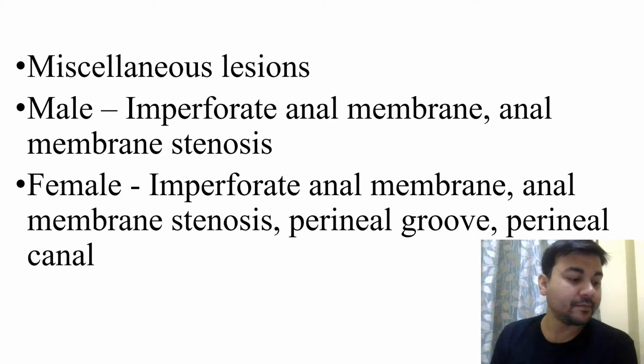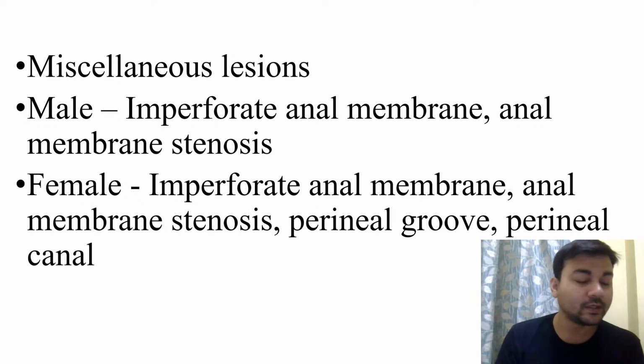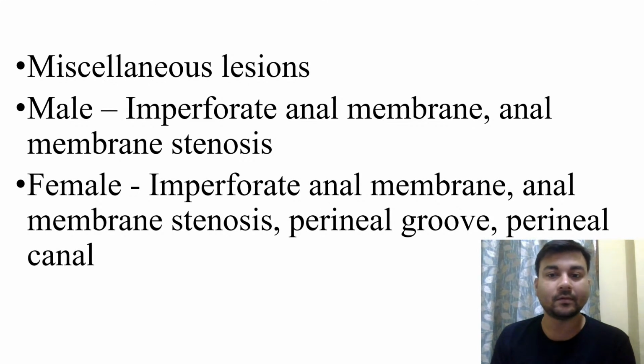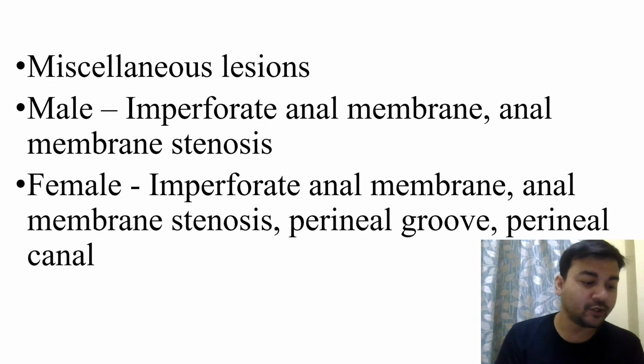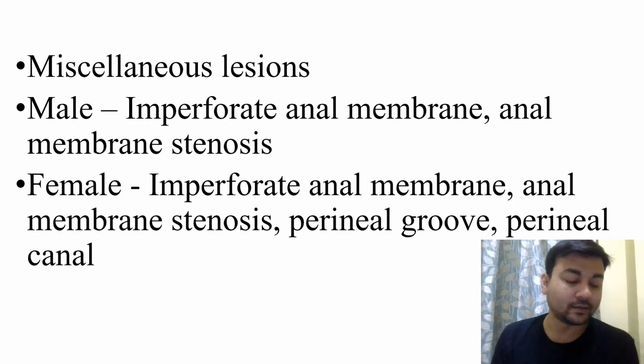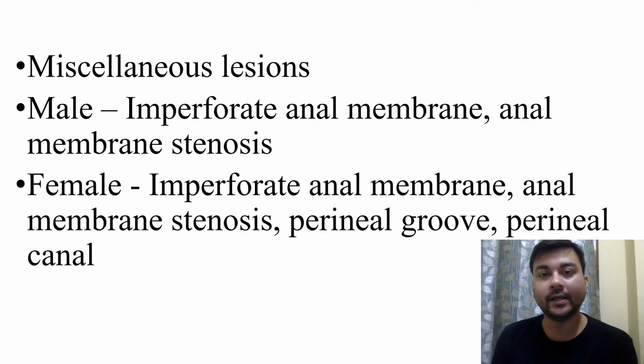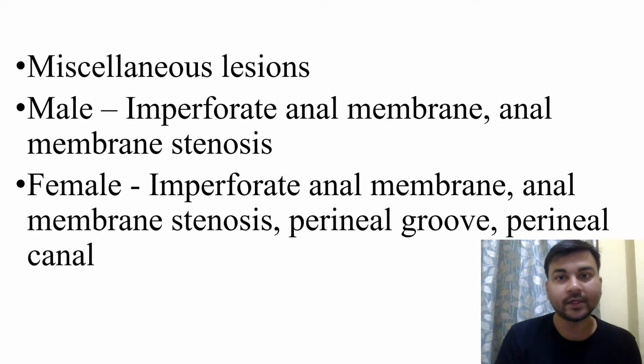Yes, invertogram is the investigation of choice for anorectal malformation. I will discuss invertogram. On invertogram also you will be able to tell, yes, this is a high lesion, this is a low lesion. Invertogram is the investigation of choice for anorectal malformation. Now, a cut at the anocutaneous junction is an anal fissure, and it can be acute or chronic.